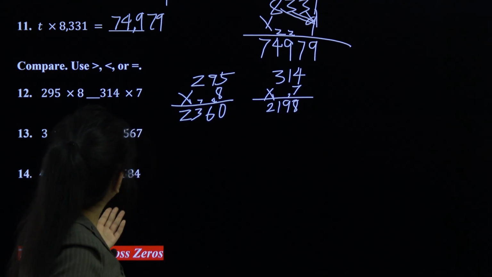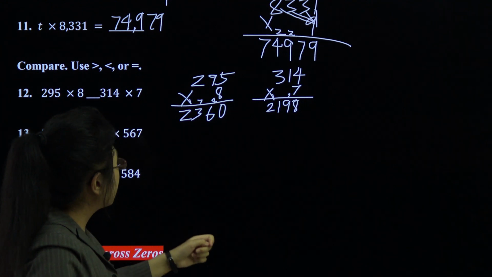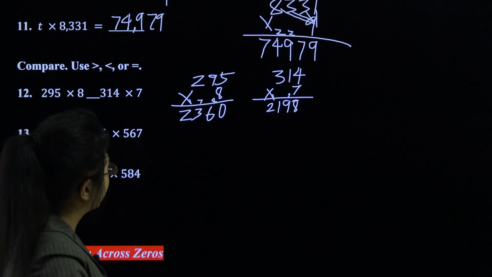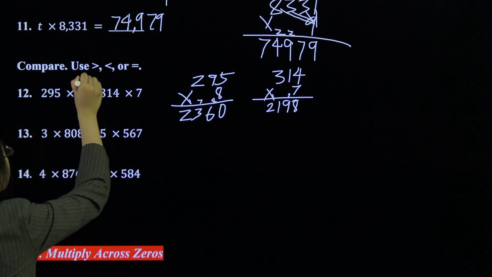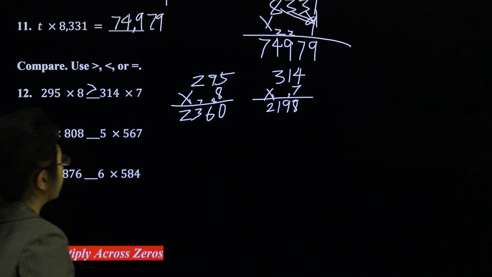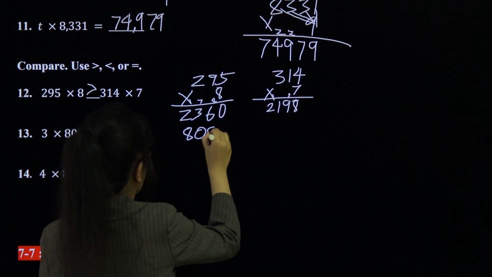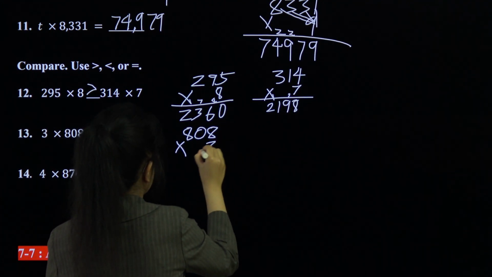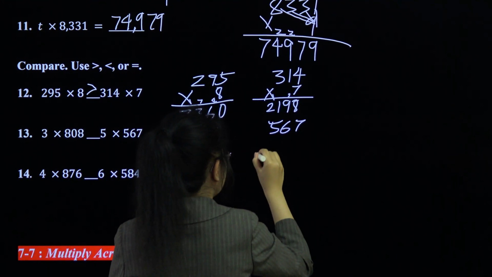And we have 2,360 and 2,198. 2,360 is bigger. Therefore, 295 times 8 is greater than 314 times 7. Question number 13, we get 3 times 808, and 5 times 567.